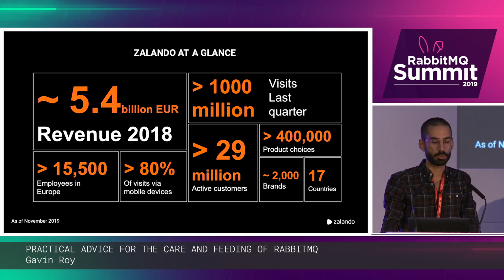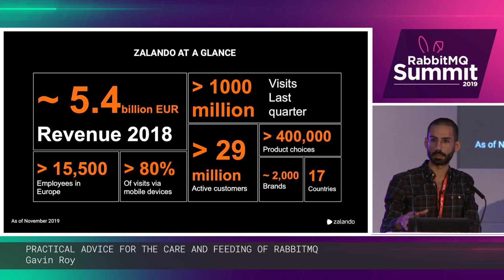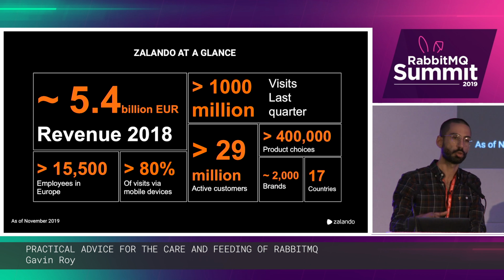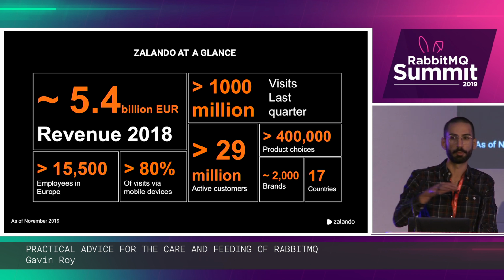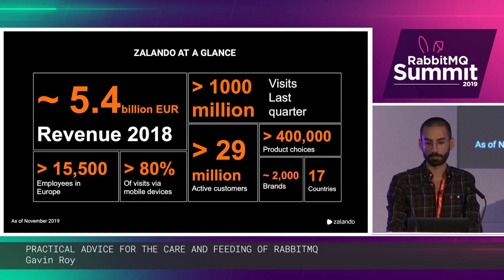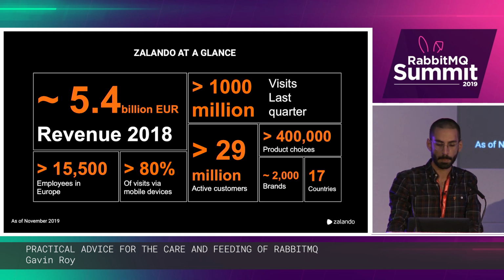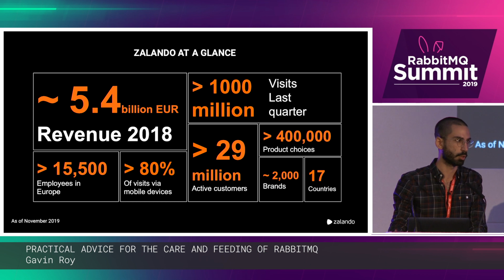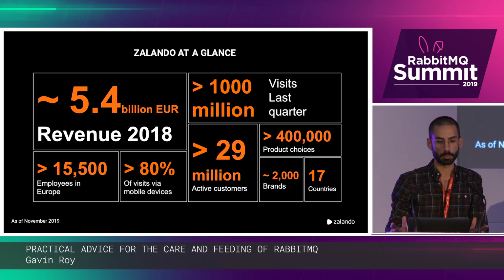Most of our traffic comes from mobile devices, whether that's mobile web or our native apps. This slide was just updated the day before yesterday because I had October numbers, but we shared our November numbers. In the past quarter, we have had more than 1 billion site visits. In total, we have 15,500 employees, and a headquarter in Berlin with around 3,000 engineers focusing on different engineering problems around the fashion space.